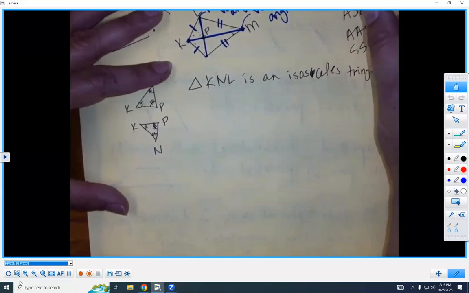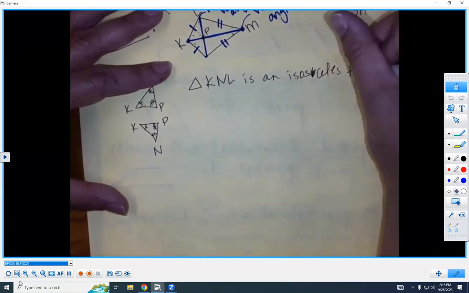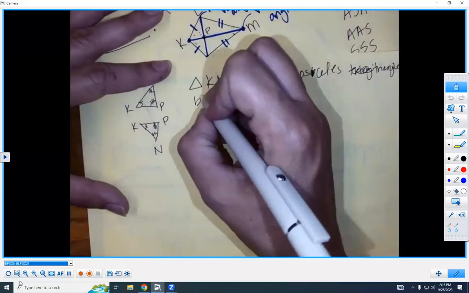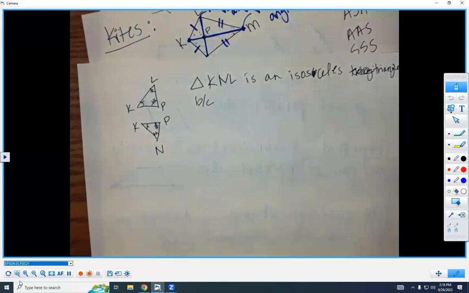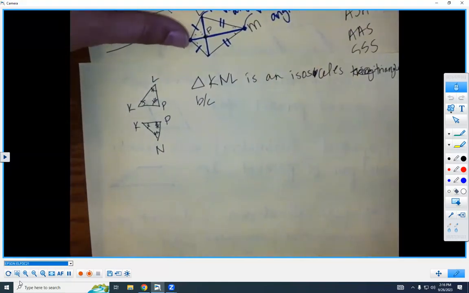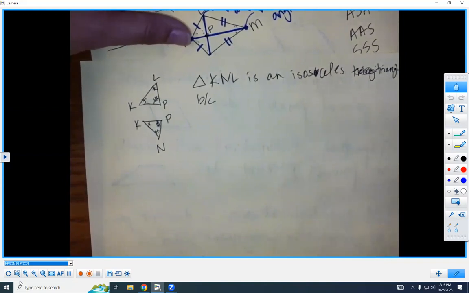You have to put why we know that. Oh my goodness, I can't spell anything. Triangle. Why do we know it's an isosceles triangle? We're trying to prove angle, side, angle. So we have to show the angle, we have to show the side, we have to show the angle right now.